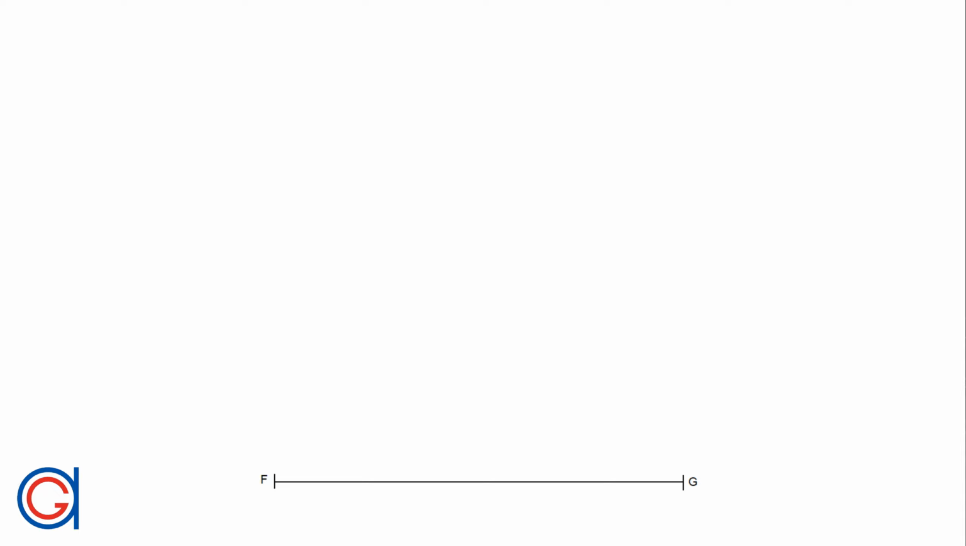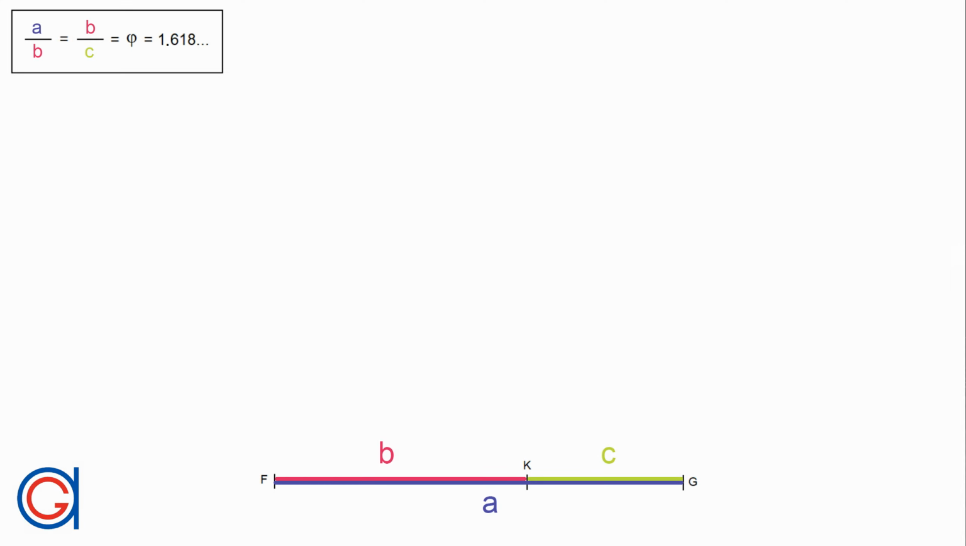Hello, today we are going to learn how to find the golden section of a given line segment A. In mathematics, two quantities B and C are in the golden ratio if their ratio is the same as the ratio of their sum A to the larger of the two quantities B, and this ratio is equal to phi, which is equal to 1.61 with infinite and non-repeating decimals.